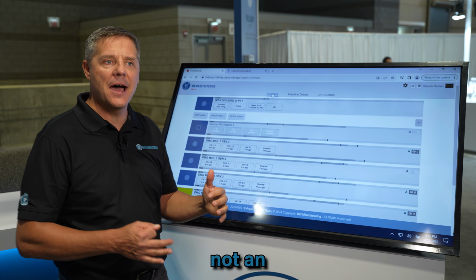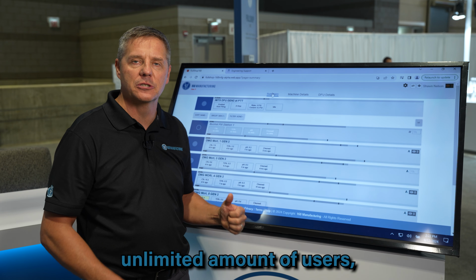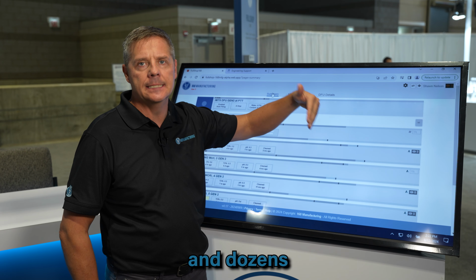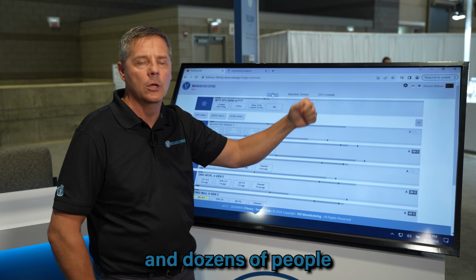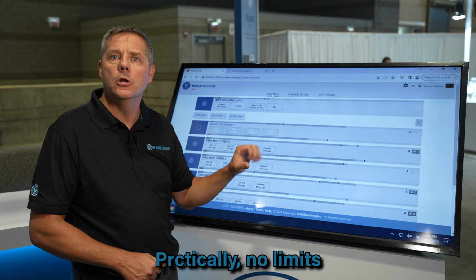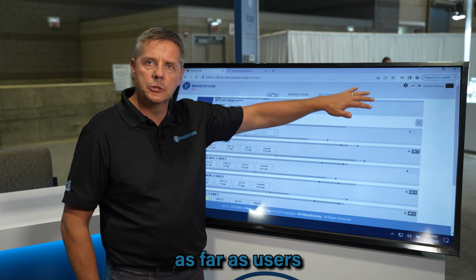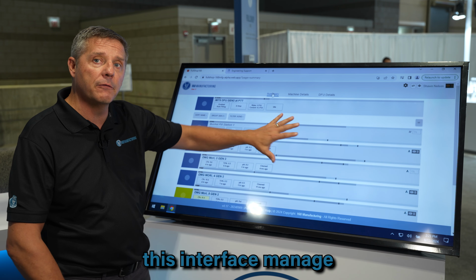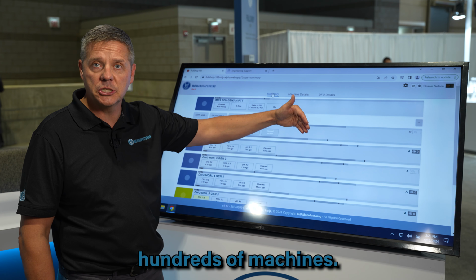Not that there's an unlimited amount of users, but with FullShop, you could invite in dozens and dozens and dozens of people to the environment to collaborate on coolant. Practically no limits as far as users within the environment. And you could have this interface manage hundreds of machines.